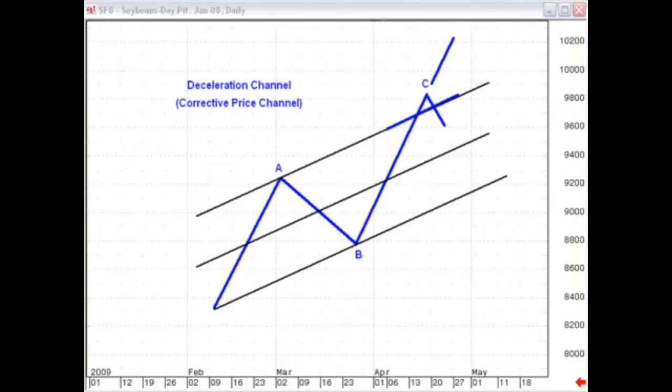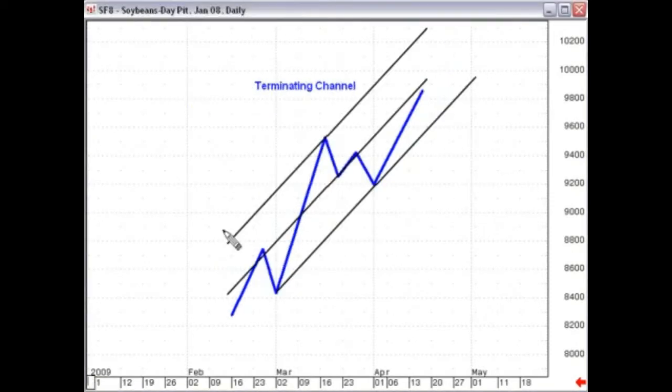Now, the last channel we're going to be applying is a terminating channel, and you're familiar with this with regard to the wave principle, because this is the channel that R.N. Elliott actually drew with regard to his wave structure. Simply put, what you do is draw a trend line from the extreme of wave 2 to the extreme of wave 4, and that identifies your resistance for your fifth wave right here. So in a nutshell, that's exactly how I apply my channels to identify Elliott waves.